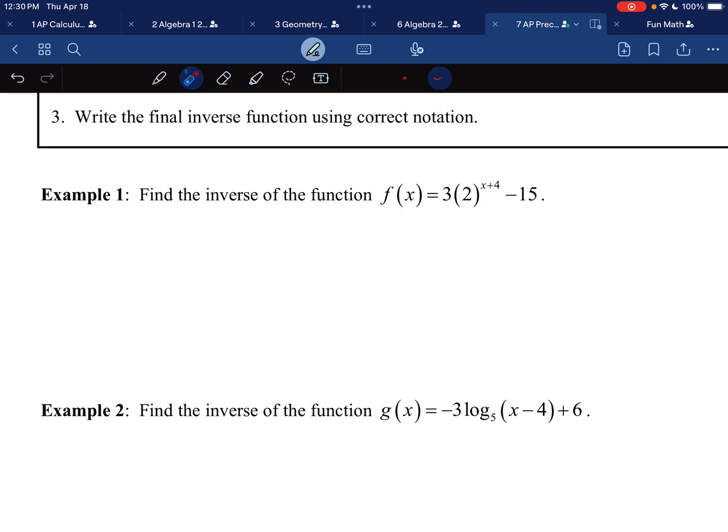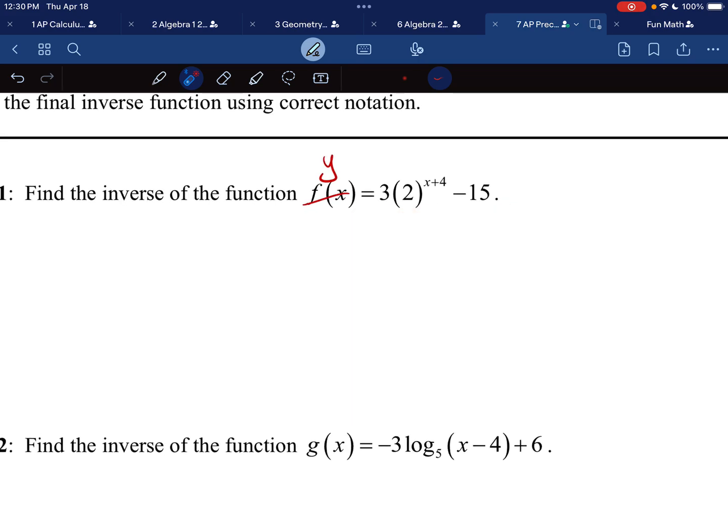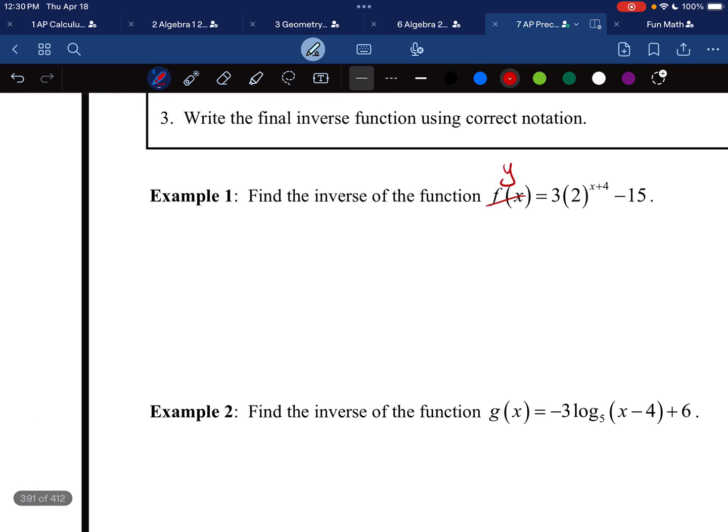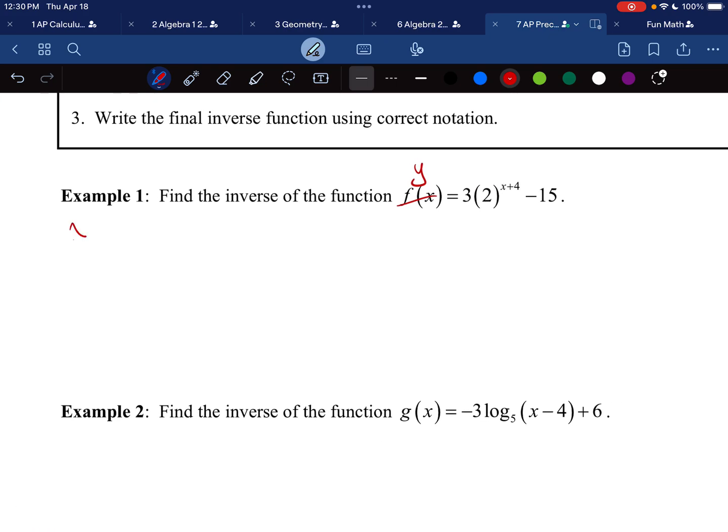Again, the idea here is we're just switching x and y. So this is y equals this entire function. And now I'm going to switch these two x and y variables, and I get this new equation, which is x is equal to 3 times 2 to the power of not x plus 4, but y plus 4, and then all that minus 15.